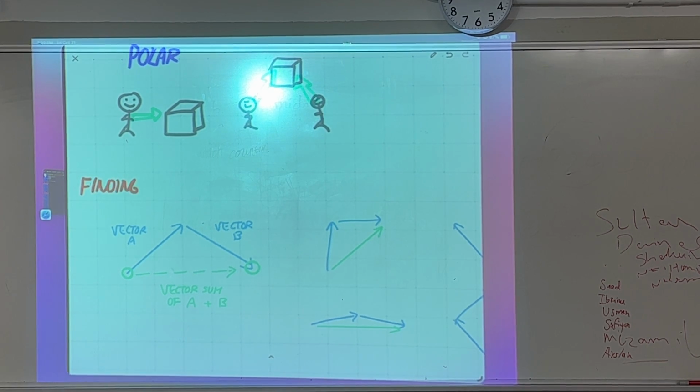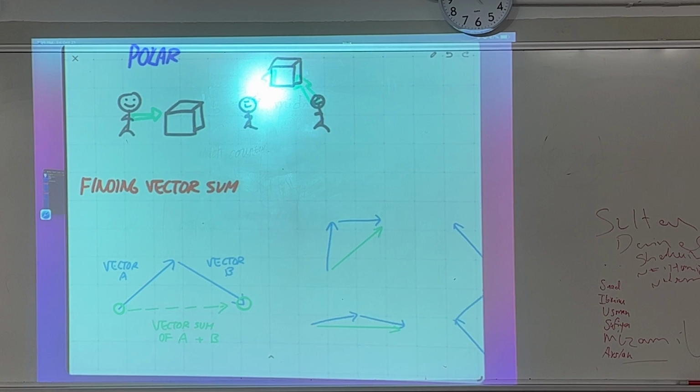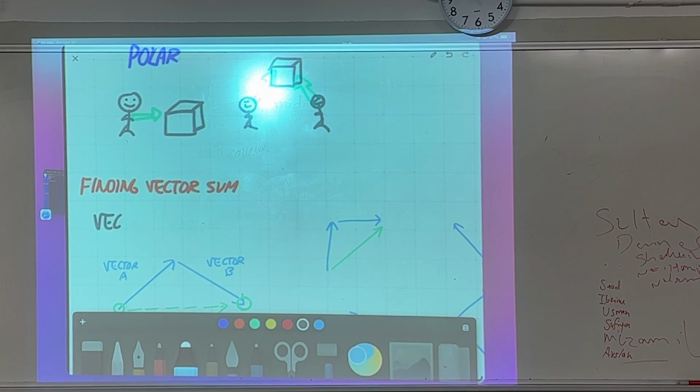So finding vector sum. What is a vector, you may ask? A vector is unlike a scalar. A vector has both a magnitude and a direction, right? If you know both of these terms: magnitude means the size of a number, and direction means where it points. So both a magnitude and a direction.